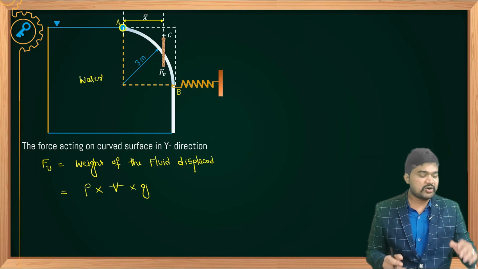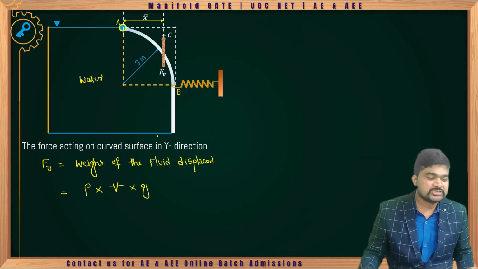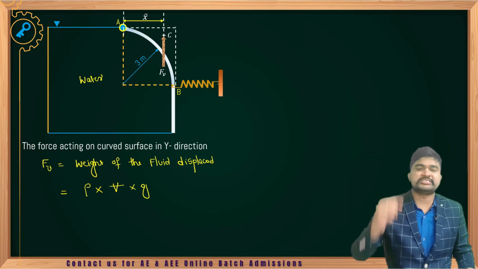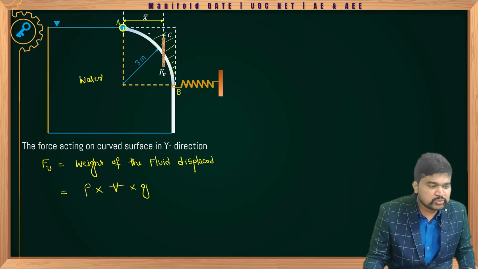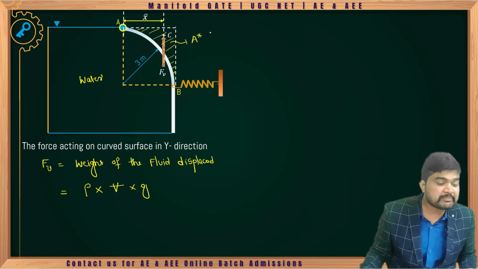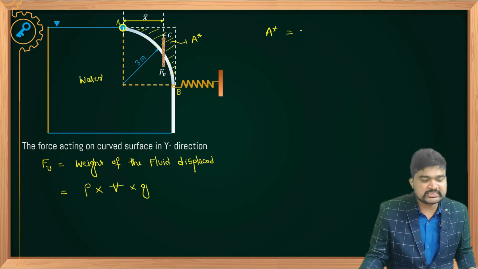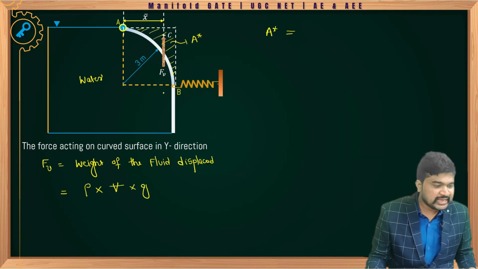So how to measure the volume of the fluid displaced? To measure the volume of the fluid displaced, first we need to determine the area. For that we need to project the area from the curved surface to the free surface, because the direction is vertically upward. This is equal to A star. How to determine A star? It is equivalent to the total area minus this particular quadrant circle. Total area is how much?